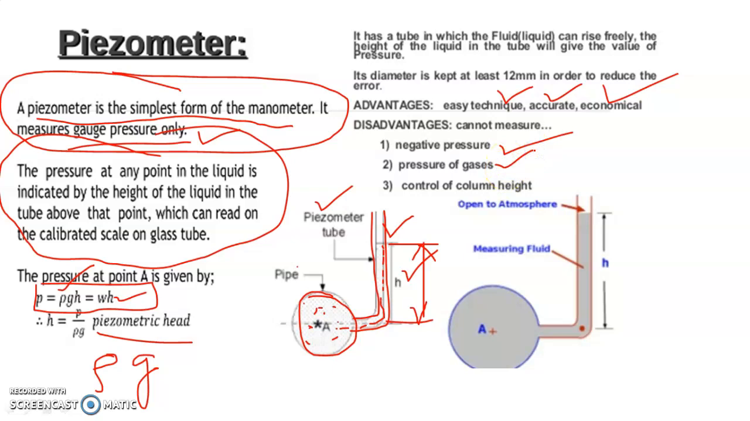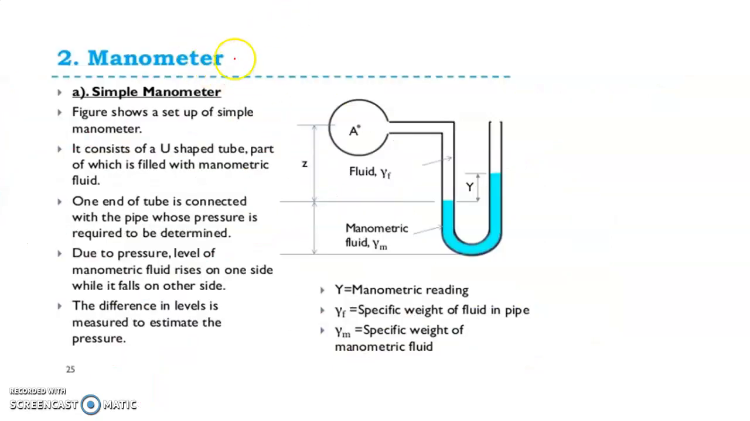Pressure of gases cannot be measured, because it's open to atmosphere. One end of the piezometer is connected to the pipe, another end is open to atmosphere. Control of the column is very difficult. Controlling the column height, sometimes when we use a heavy liquid, there is a chance the liquid may come outside. So the piezometer is a limited device, only used for gauge pressure and simple purposes. Clear. Next, let's look at the manometer.